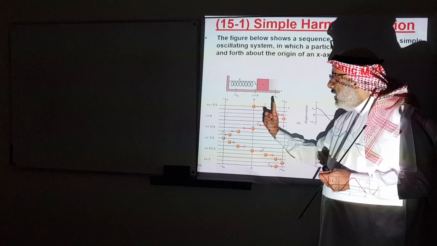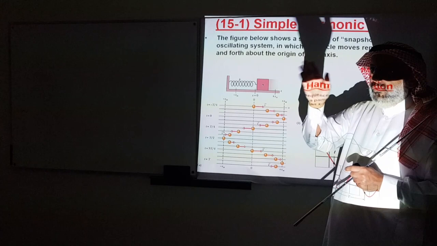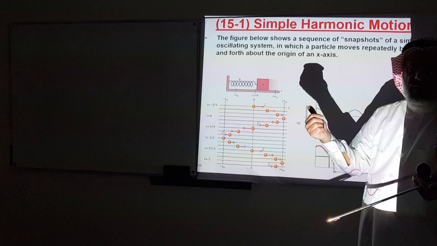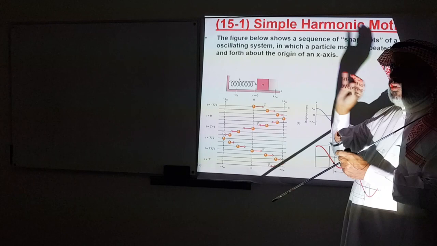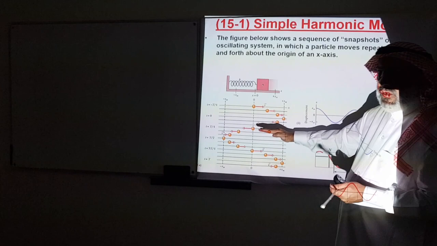That's a period. So let's say you let it go once and find the period with a stopwatch. And then you set your camera to take a picture every quarter of a period, and then see where the particle is at that point and plot it on this figure.